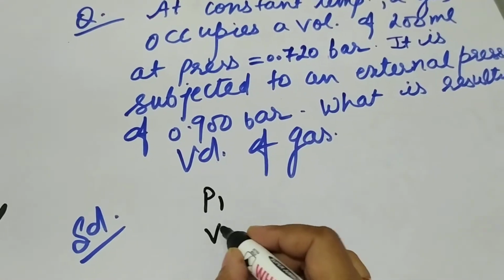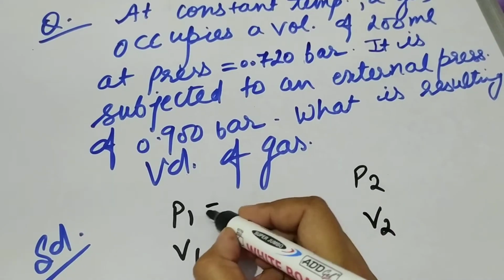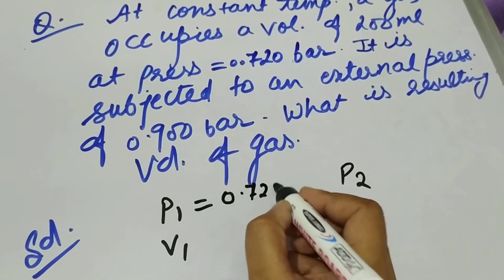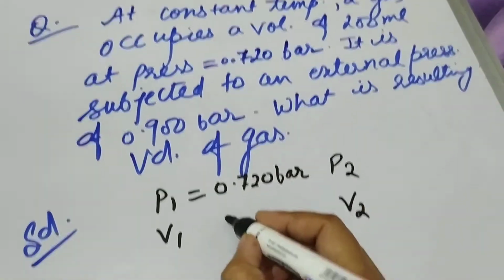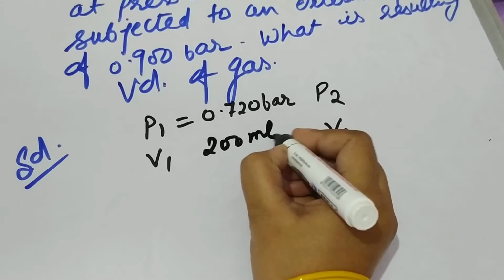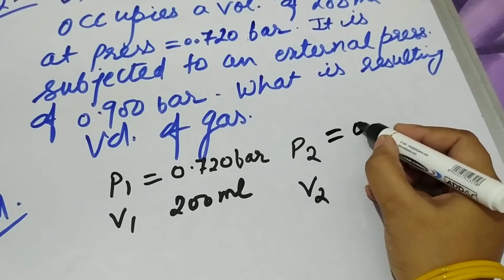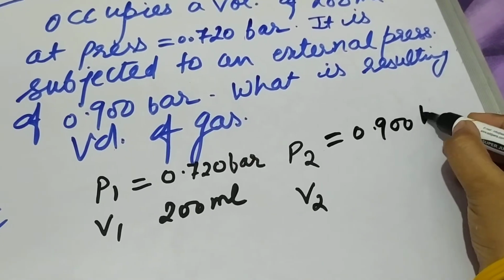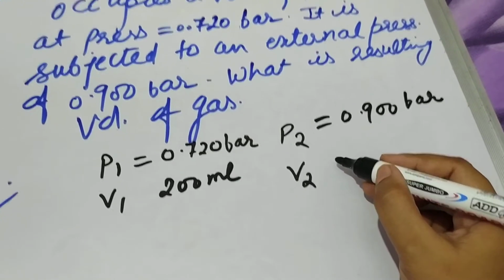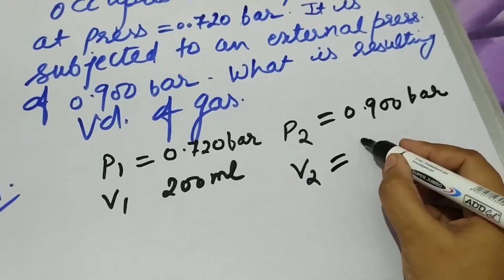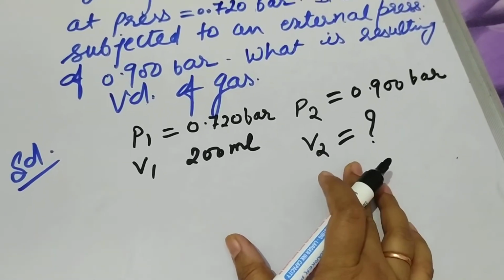So firstly we will write the quantities separately. Now the pressure P1 is 0.720 bar, that is the initial pressure. And the volume occupied at this pressure is 200 ml. So we'll write here 200 ml. Now pressure P2, if subjected to an external pressure of 0.900 bar, write the units also, because if they are different, we have to reconvert them. And this volume has been asked, what is the resulting volume of the gas? So three quantities are given, and the fourth quantity we have to calculate.